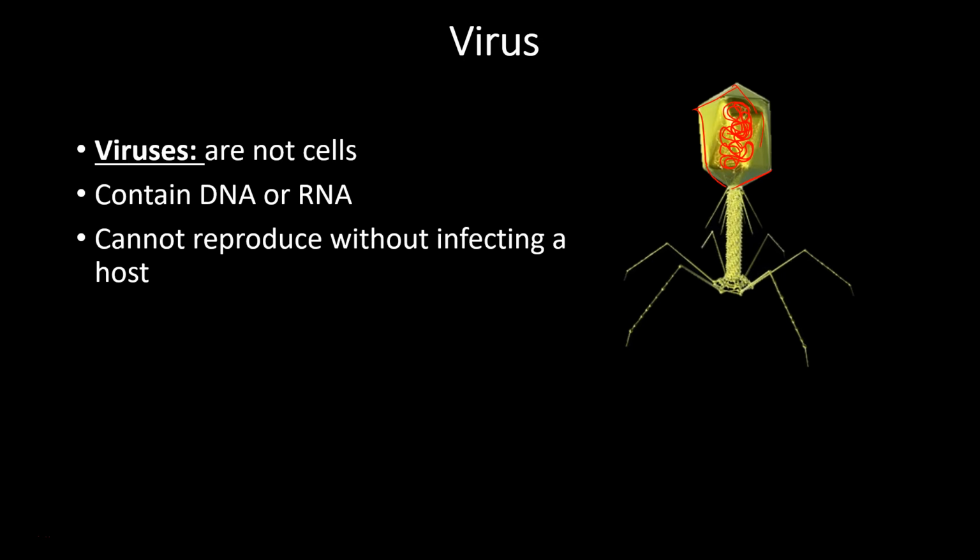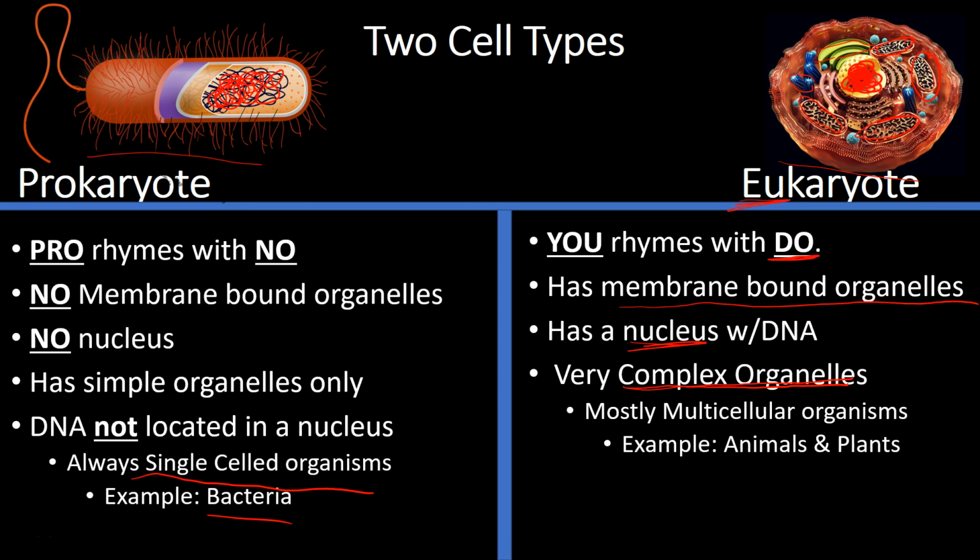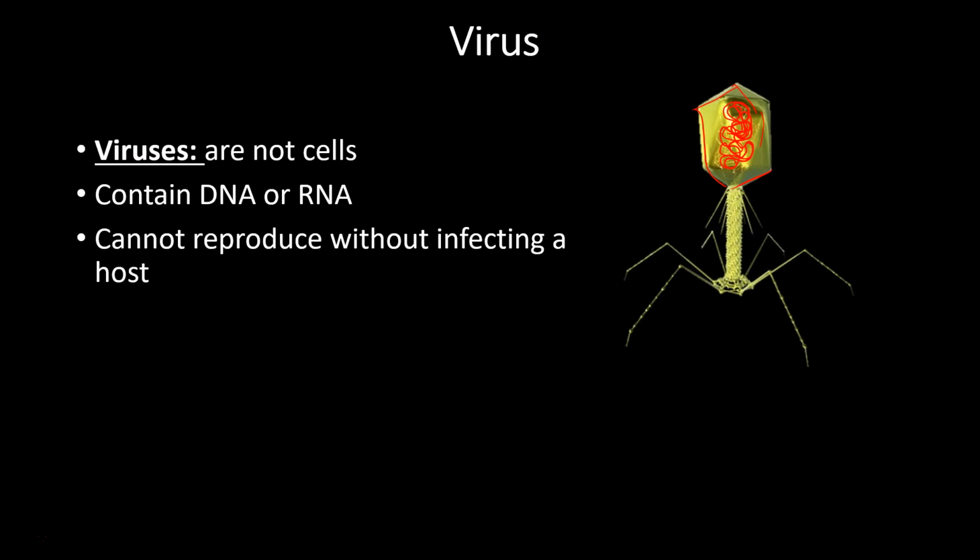Now, why aren't they considered living things? Well, in order for a virus to replicate, in order for a virus to make more copies of itself, it has to infect a host. Okay, so viruses can't reproduce on their own. They have to infect something. If I go back to the prokaryote and the eukaryote, each of these cell types, they have machinery inside of them. Okay, these little ribosomes, and over here in the eukaryote, they have little machines inside of them that help replicate and help cell division. Okay, a virus cannot do that on its own.